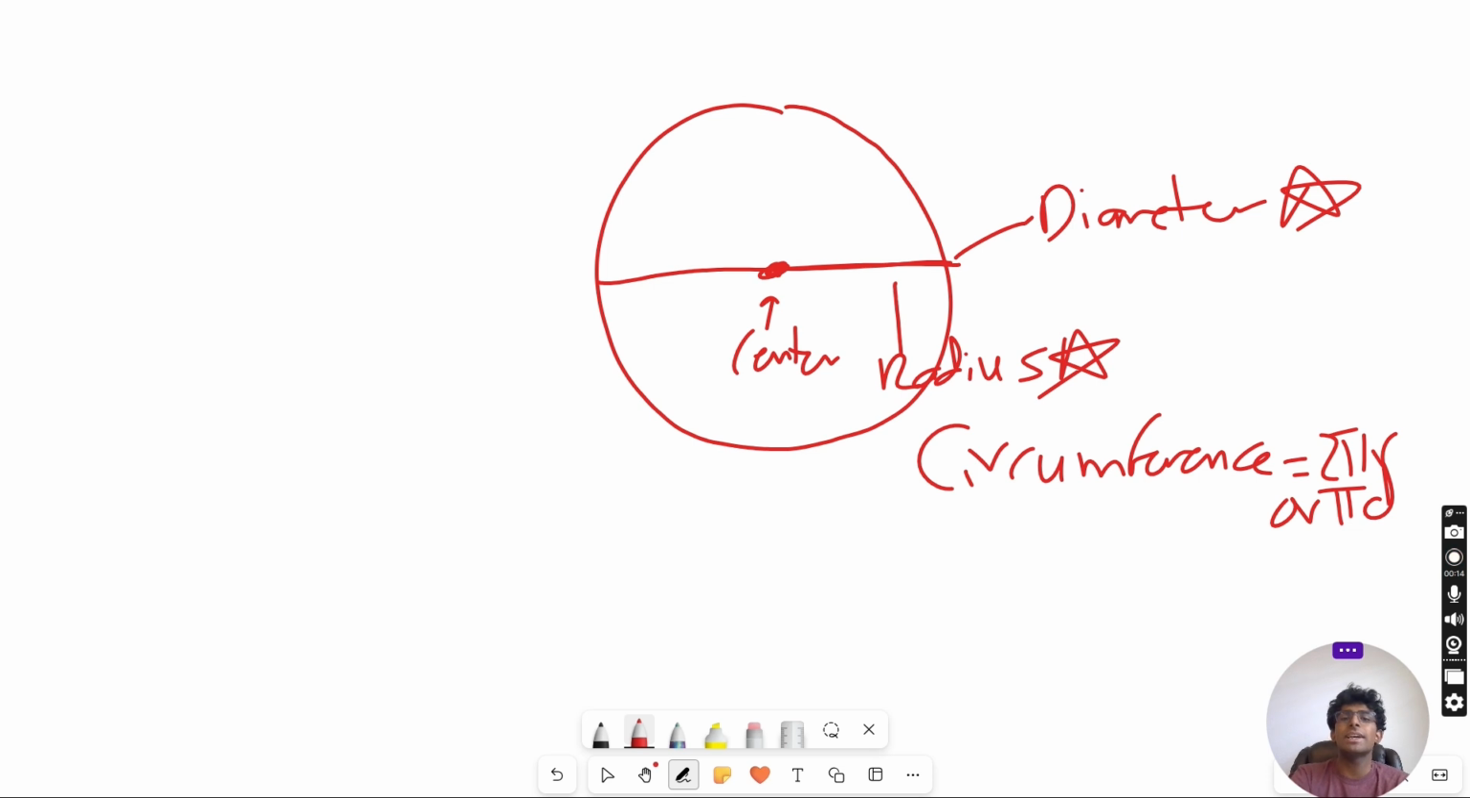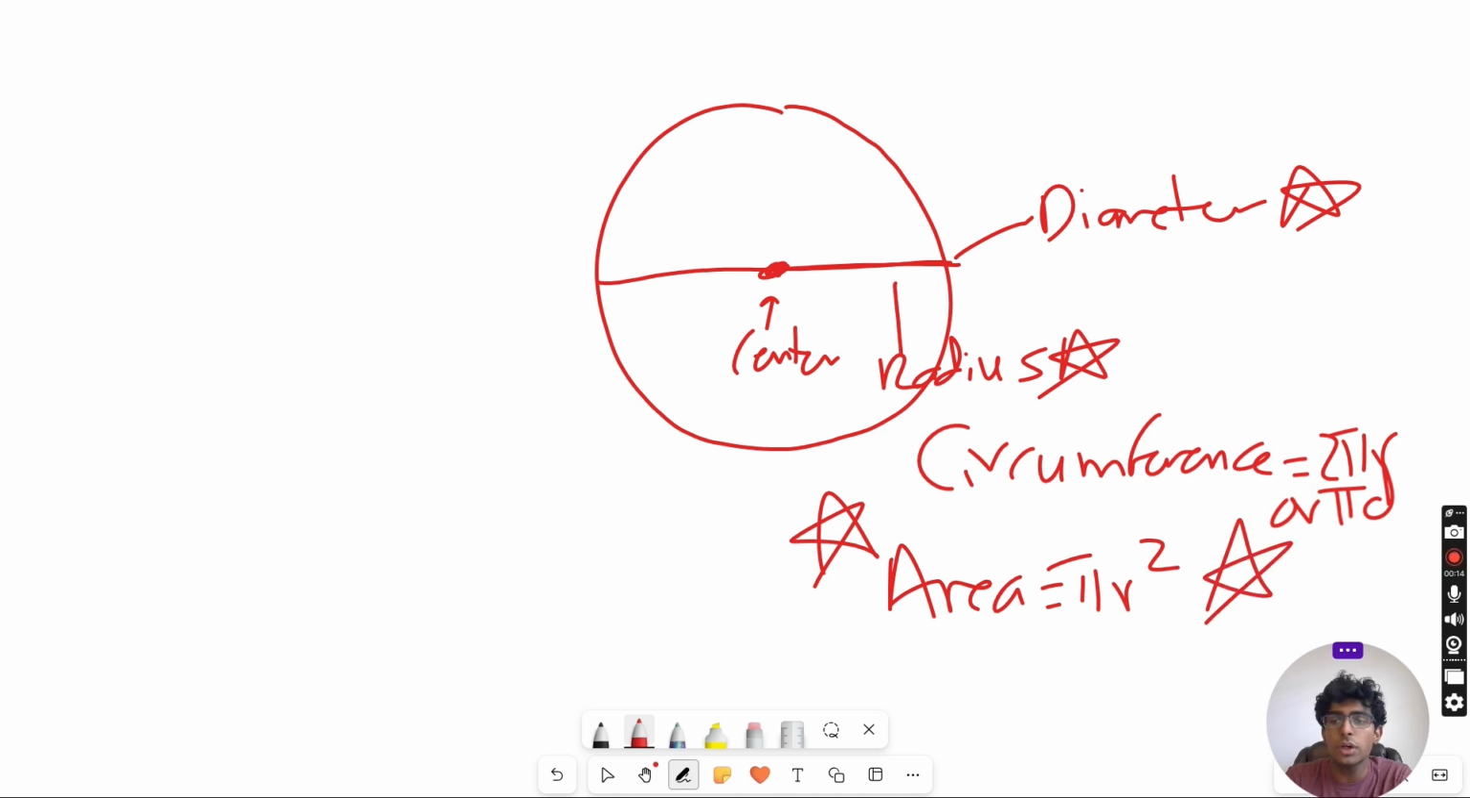And circumference is almost like the length around, or the perimeter, basically. And your area is going to be pi r squared, the radius squared times pi. All right, make sure you memorize these formulas as well. You're going to need them on circle questions.